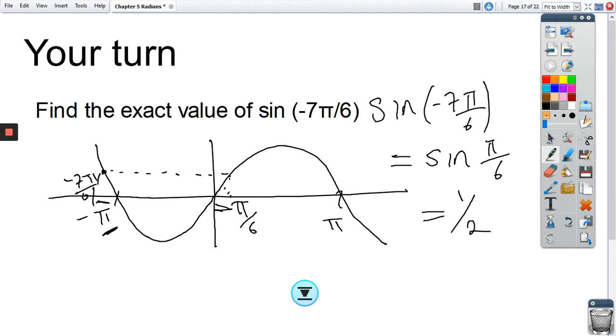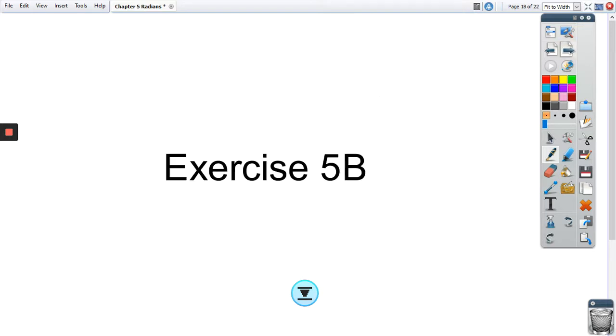Okay, and that's where we're going to leave it for now. If you haven't done all of exercise 5A, please complete that. And then could you have a go at exercise 5B for me, please, and answer the questions on that, please.